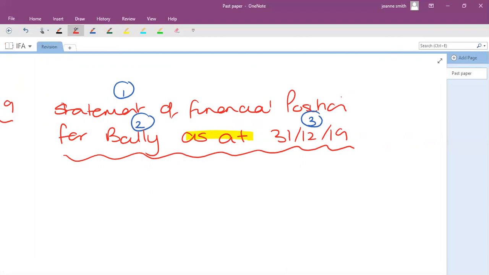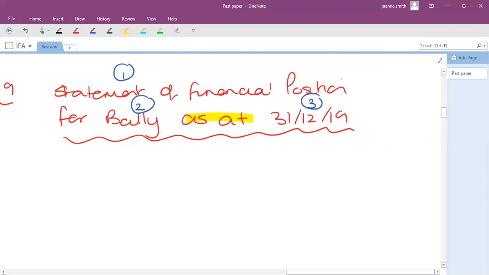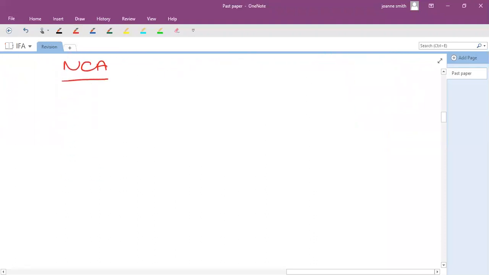Now, this should also take a whole page in your answer booklet. So we're going to start at the top with the heading non-current assets. Leave yourself some space. Heading for current assets, a bit more space. Heading of capital.